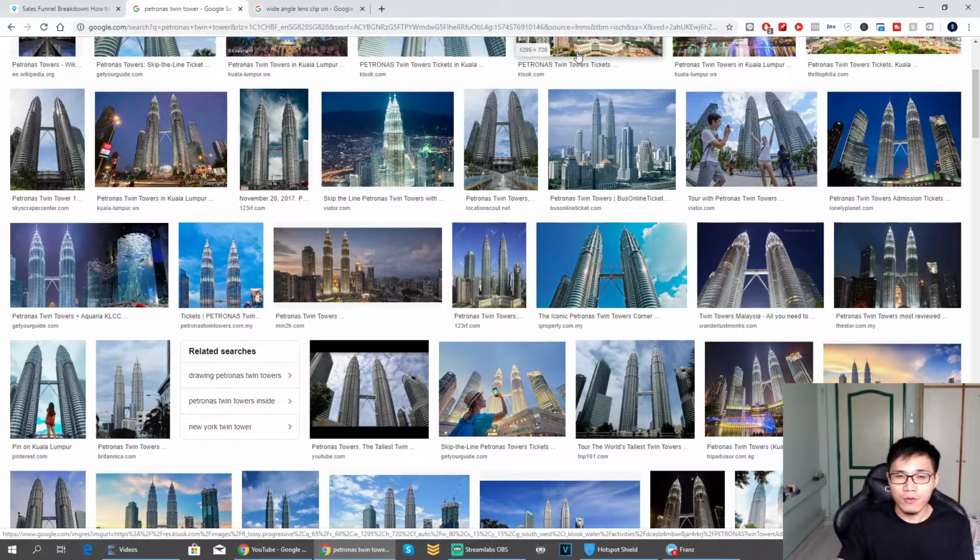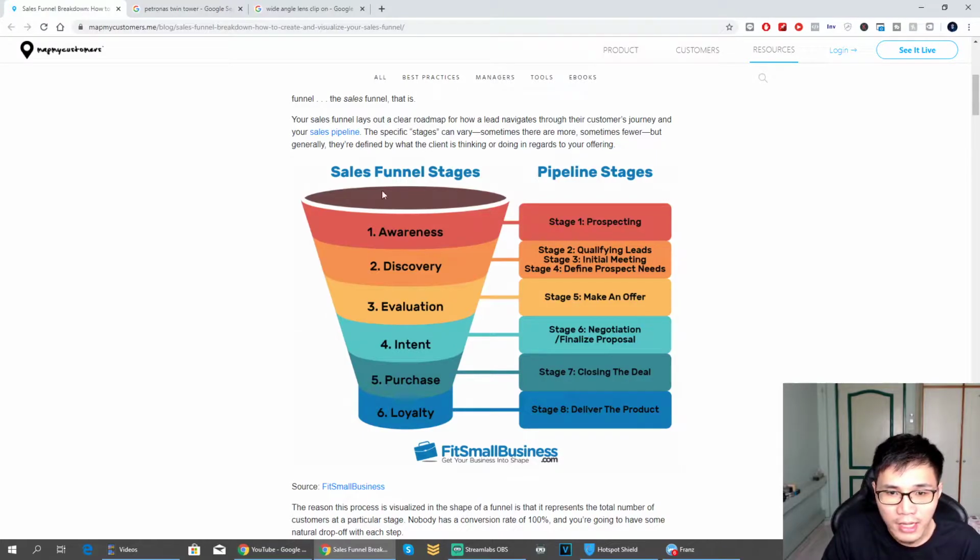So I'm going to share with you guys a quick sales funnel on how it actually works. This is a typical sales funnel. I got it somewhere online. Most sales funnels are pretty much the same: awareness, discovery, evaluation, intent, purchase.